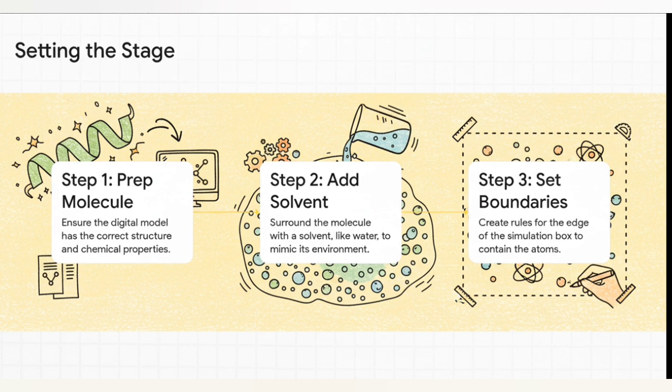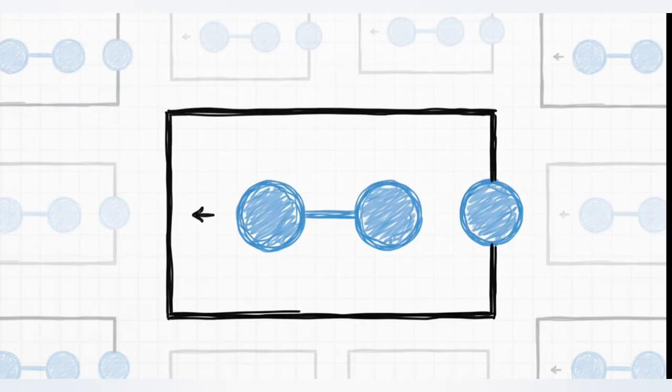Second, because most of this stuff happens in water inside our bodies, we surround our molecule with thousands of digital water molecules. And third, we have to define the edges of our stage so our actor doesn't just wander off set. So to solve that wandering off problem, scientists use this really clever trick called periodic boundary conditions.